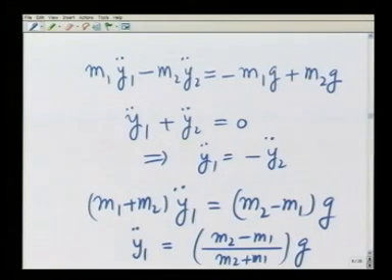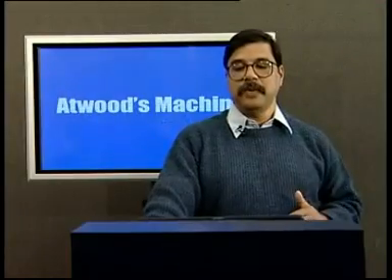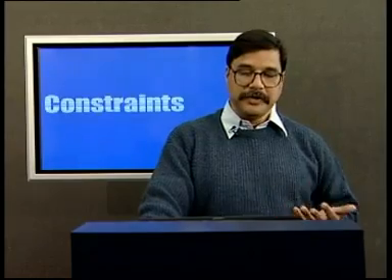A result you already know. If m2 is heavier than m1, then y1 double dot is up, and that is precisely what I am getting. You see, I did not make any assumption about m1 or m2 being lighter or heavier and things like those. The results automatically popped up.